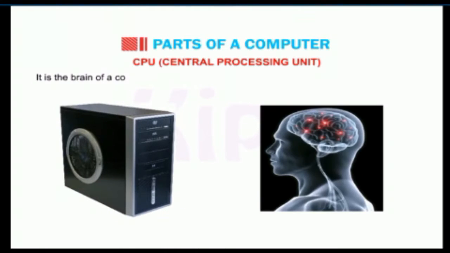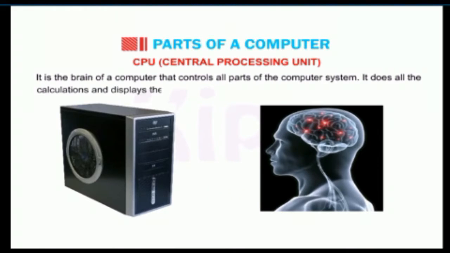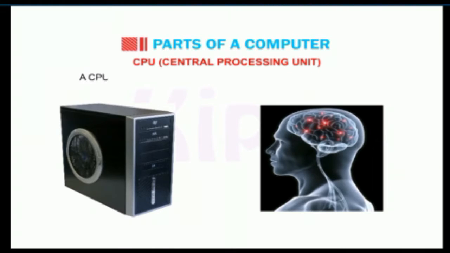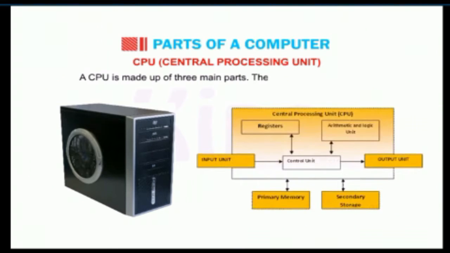It is the brain of a computer that controls all the information of a computer. It does all the calculations and displays the result on the monitor. It also stores a lot of information. A CPU is made up of three main parts. They are MU, CU and ALU.